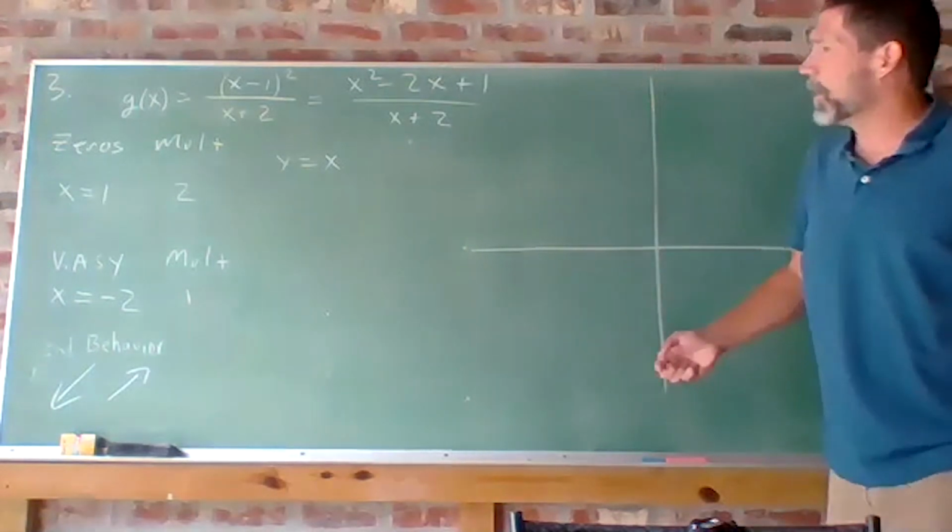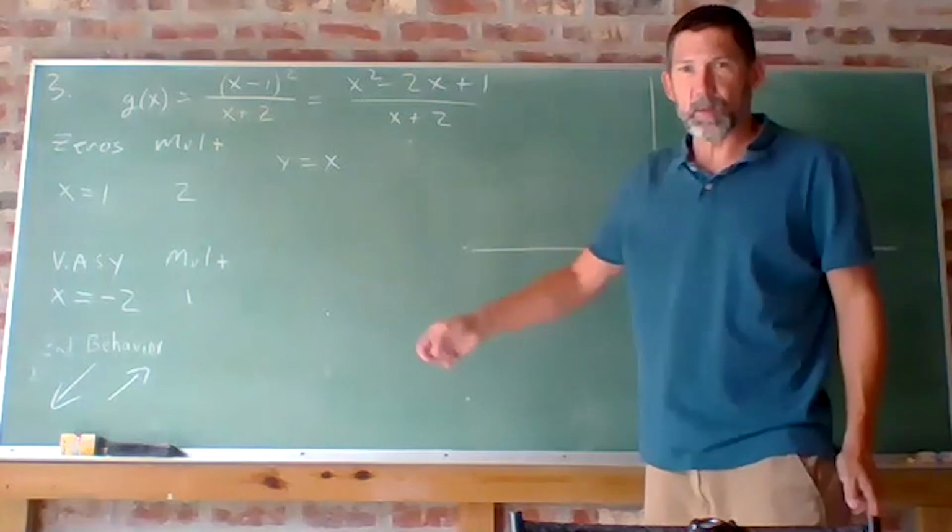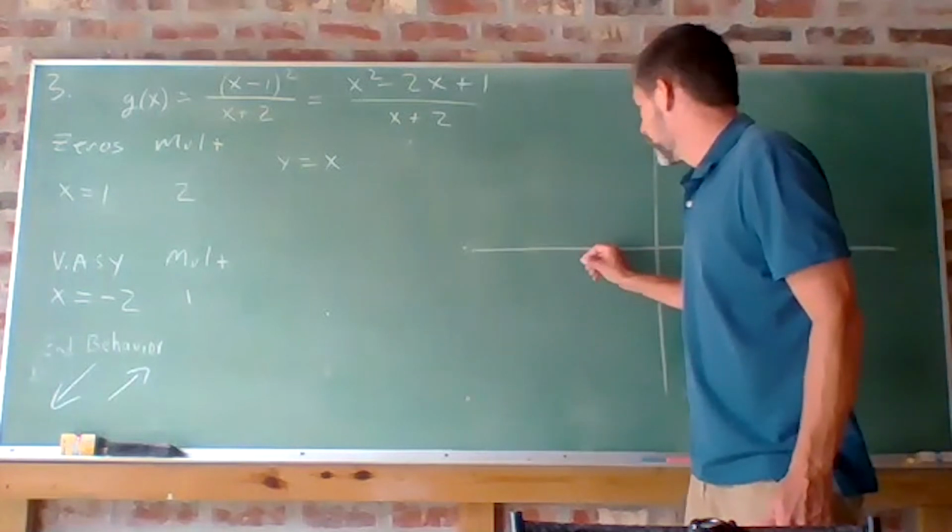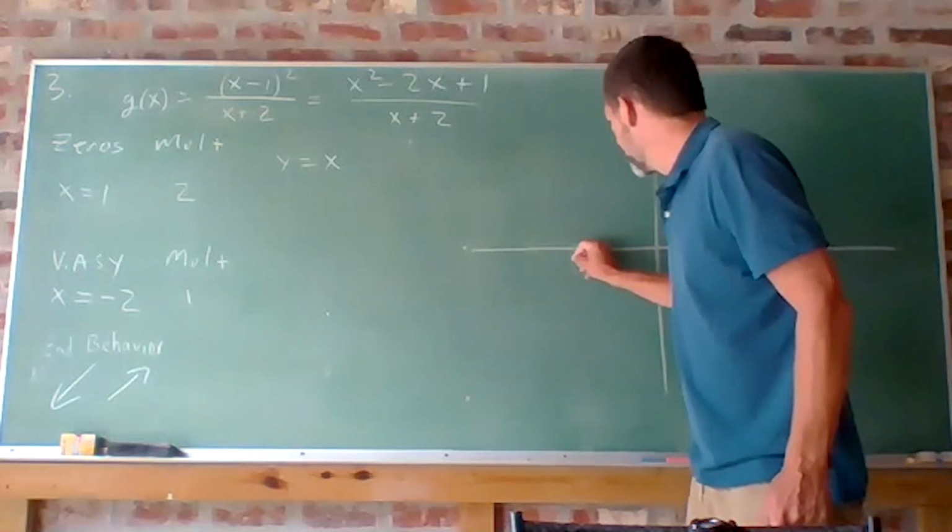The x values I'm most interested in are x equal 1 and x equal negative 2. So we let negative 2 fall over here. Remember, that's going to be a vertical asymptote. So here's negative 2.